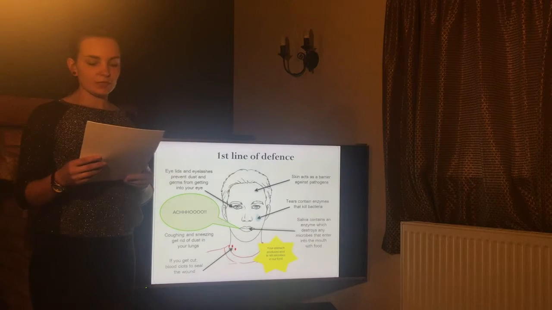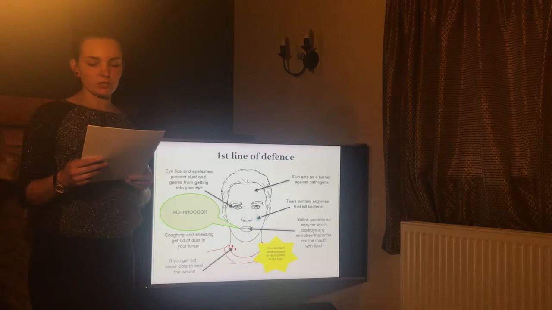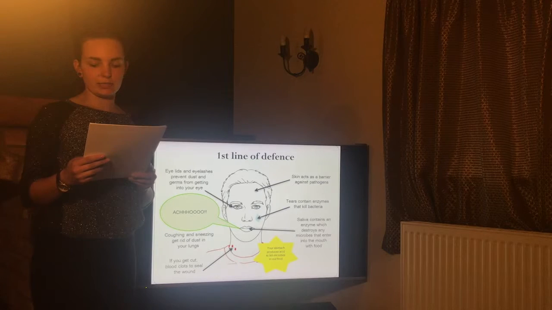The first line of defense consists of physical and chemical barriers to prevent entry of the pathogen. Components of innate immunity include skin, stomach acid, enzymes found in tears and skin oils, mucus, and the cough reflex.